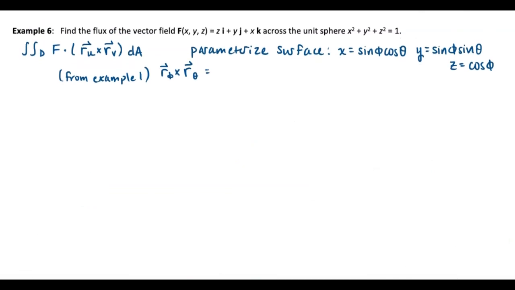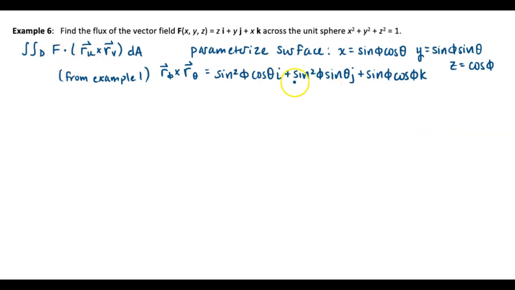All right, and this is going to be the sine of phi squared cosine of theta i plus the sine of phi squared sine of theta j plus sine of phi cosine of phi k. Okay, so we've already got this cross product. Now we just need the dot product with f.